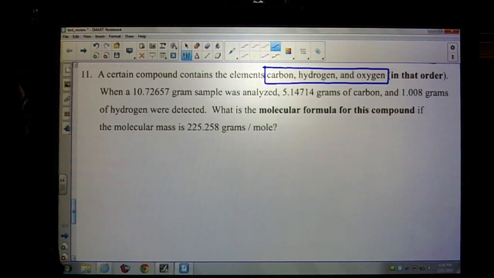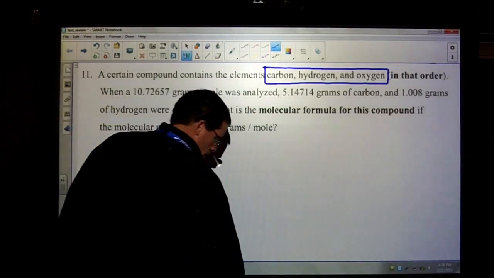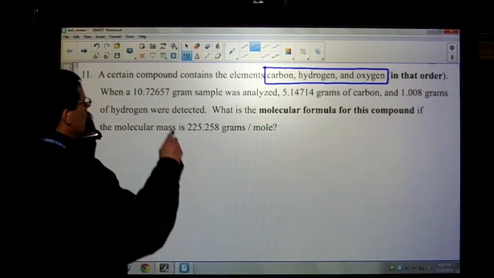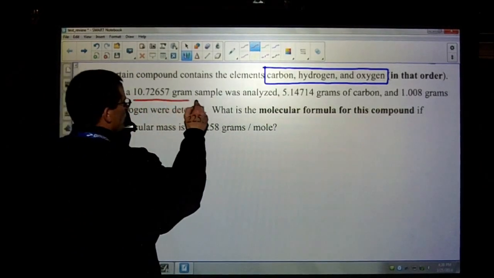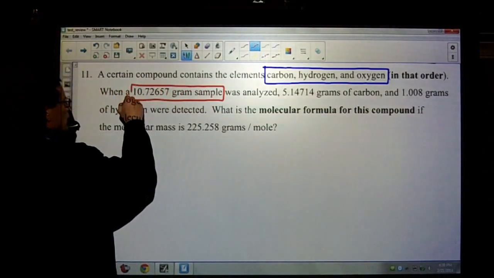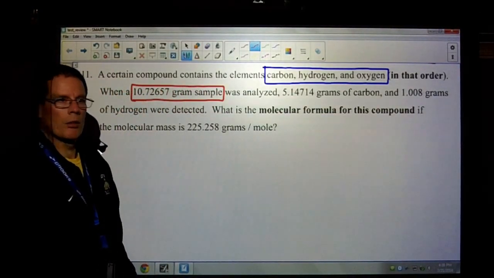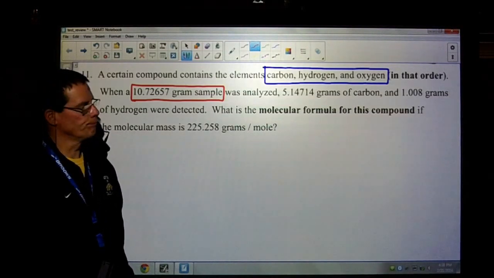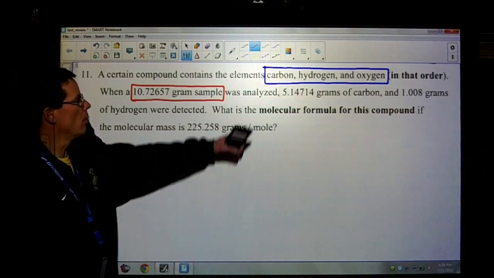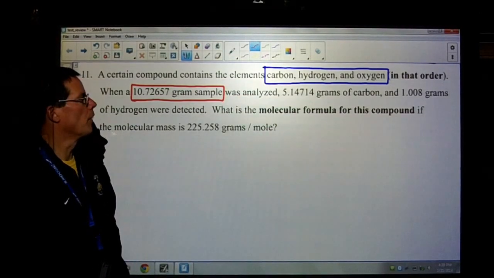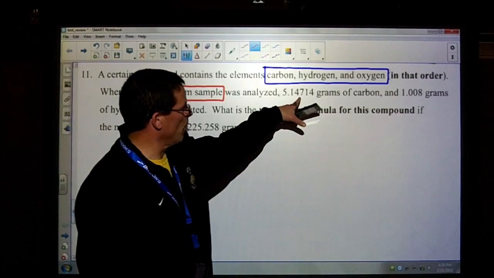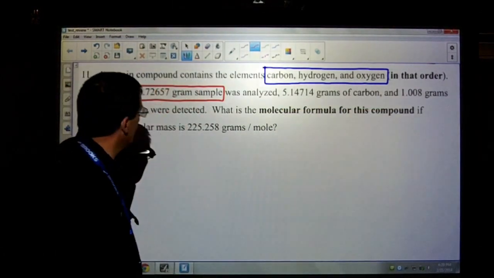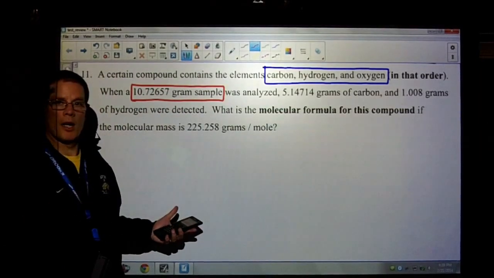Okay. Now, what is not nice, and some of you are going to get upset by this. You really are. You're going to look at this 10.7 gram sample and think to yourself, oh, I need to do something with that 10.72657 gram sample and find out how many moles that is. It's a sample of the carbon, hydrogen, and oxygen compound. You are given this gram amount for carbon and a gram amount for hydrogen. You are not given a gram amount for, that's right, oxygen.